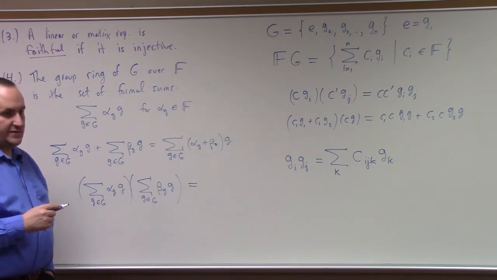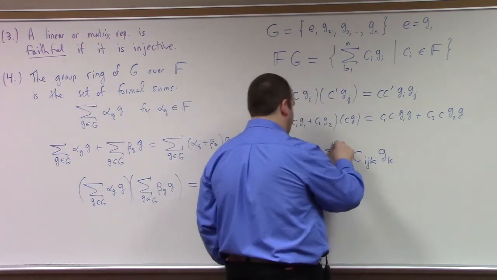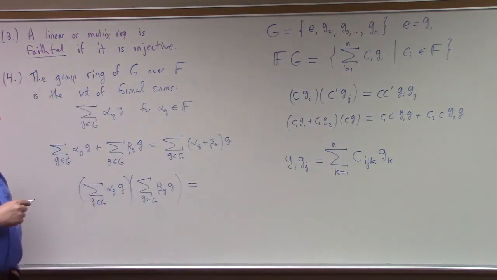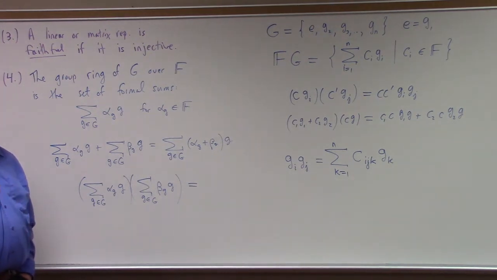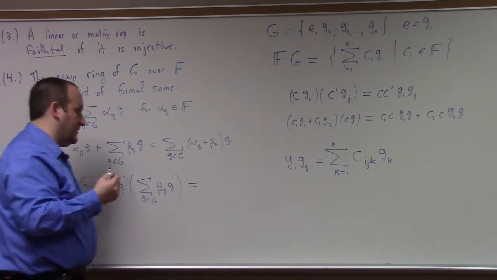And now what would these constants C_ij^k look like? The point is it's a group, right? So the product of any two group elements has to, again, be a group element. So that means that these C_ij's are either what? They're ones or zeros. There's only one.